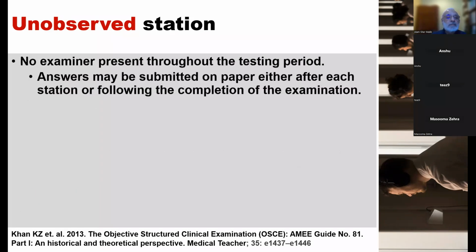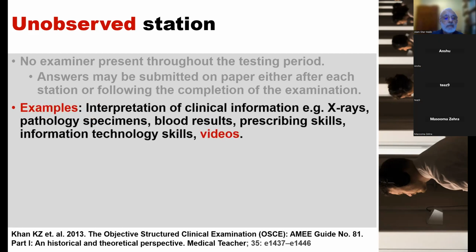Unobserved stations are where no examiner is present throughout the testing period, and answers may be submitted on paper either after each station or following completion of the examination. Examples include running a video and then asking questions on that video. That means the examiner is not there and the video is run. For example, we use a video of a patient with epilepsy.